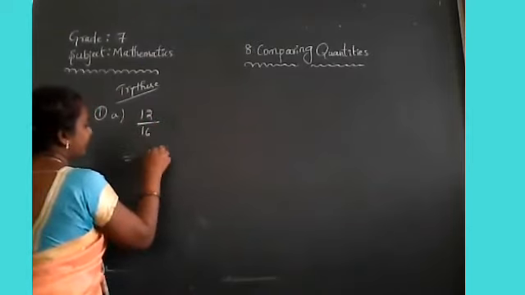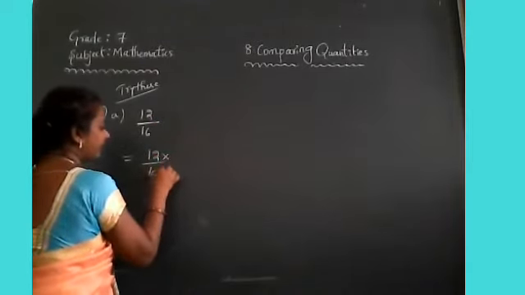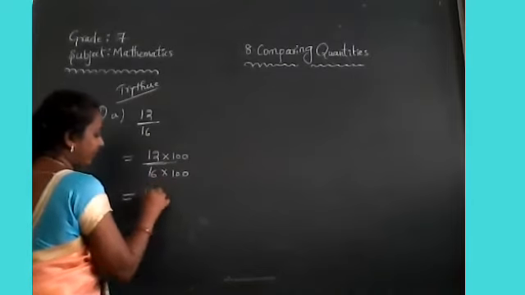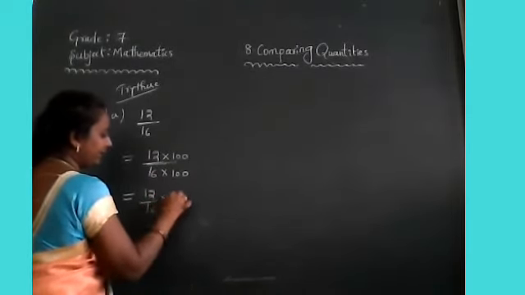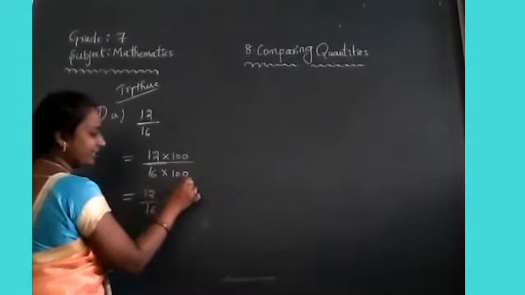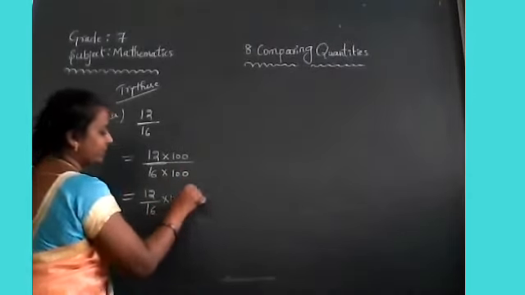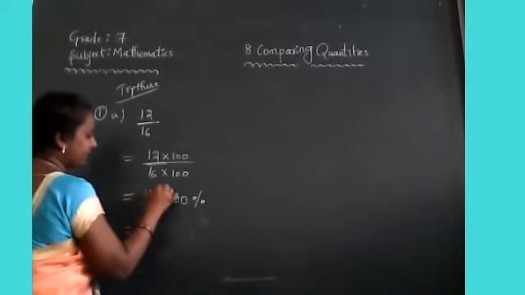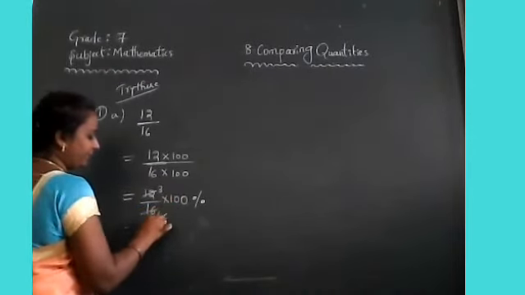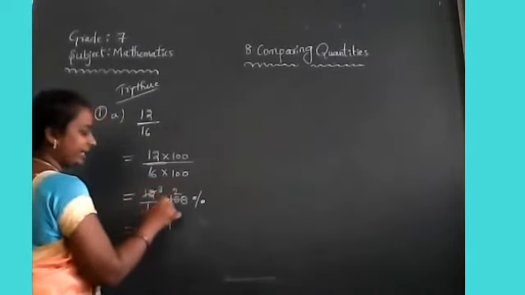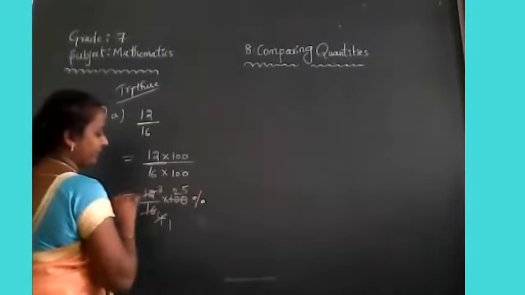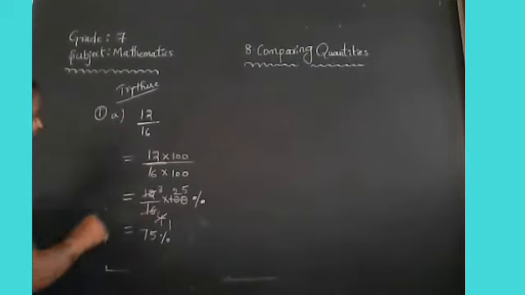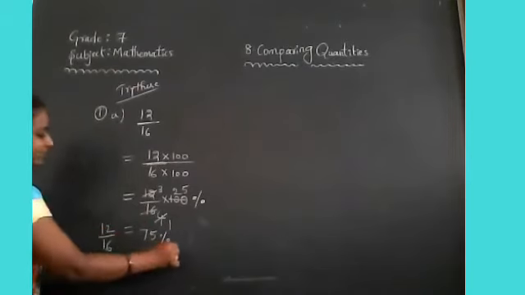So we have to multiply the numerator and the denominator by 100. Then 12 by 16 into 100. One more 1 by 100 is there, no? That 1 by 100 you have to write as percent. Next, simplify. How to simplify this one? 4 threes, 4 fours; again 4 ones, 4 twos, 8; 2 is the remainder, 4 fives. How much is 3 into 25? 75%. So 12 by 16 is 75%.